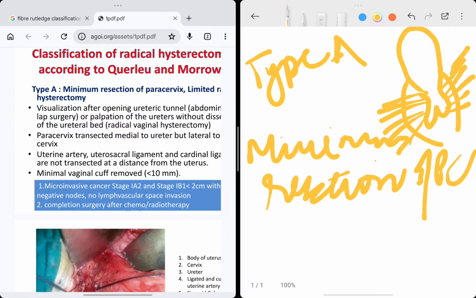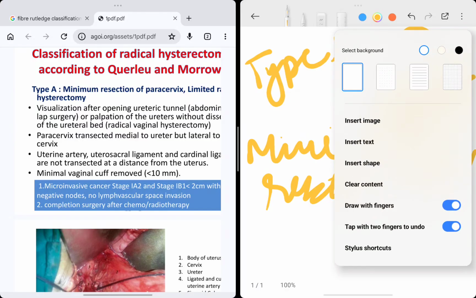So paracolpos is the part of parametrium which is around the vagina, and in this condition palpation or direct visualization is done without freeing from the bed. So the ureter is not touched in this condition. So in type A, only this part is removed, that is the paracervix close to the cervical tissue.